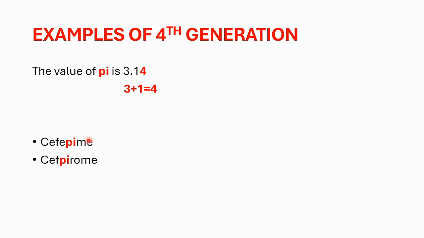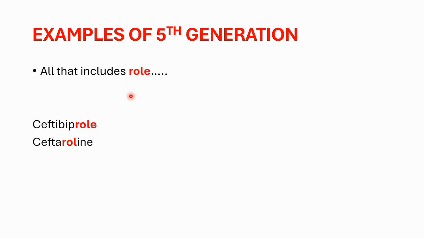So both cefepime and cefpirome have pi in it, so they are examples of fourth generation cephalosporin. So it's very easy, right? Now we come to fifth generation cephalosporin. In our bold letters, the last letter was R and R stands for roll. So all that which has roll in it falls in fifth generation cephalosporin. So both ceftobiprole and ceftaroline fall in fifth generation because they have roll in it. So remember, for fourth generation it needs to have pi in it, and for fifth generation it needs to have roll in it.